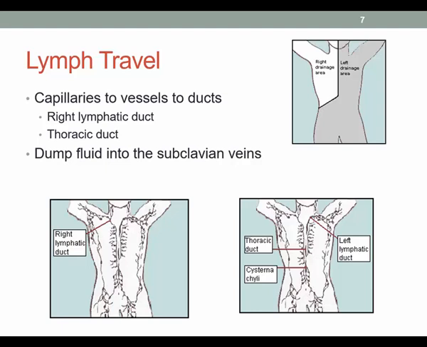Drainage of the lymph fluid is not symmetrical. The upper right side is drained through the right lymphatic duct, but the whole bottom half of the body and the upper left is drained through the thoracic duct, so it's not quite even. There's a structure called the cisterna chyli, which is at the base of the thoracic duct, that holds the fluid from the inferior portion of the body as it's moved up. You can see that in that picture right there.